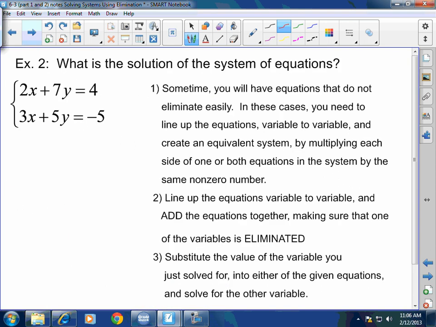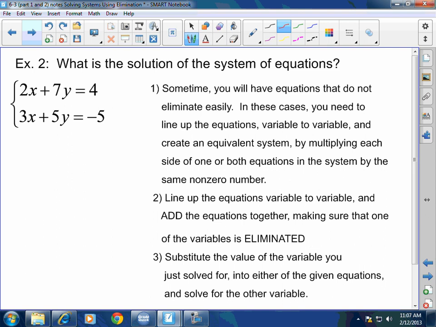What is the solution of the system of equations? Sometimes you will have equations that do not eliminate easily. Look at what I'm saying. Does 2x and 3x, do they eliminate easily? 7y and 5y, do they eliminate easily? No. In these cases, you need to line up the equations, which it is lined up, variable to variable, and create an equivalent system by multiplying each side of one or both equations in the system by the same non-zero number. Okay, what am I talking about?